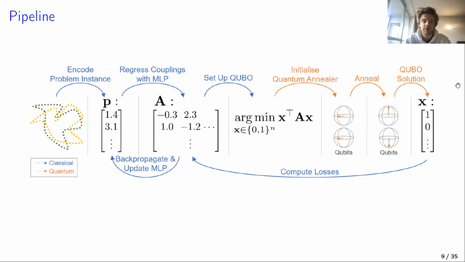What is really important here is that we don't need to compute any of the derivatives of our neural network inside of the quantum annealer. With our cleverly chosen loss function, we can compute the loss outside of the quantum annealer, which makes it possible to have this quantum annealer in our approach.